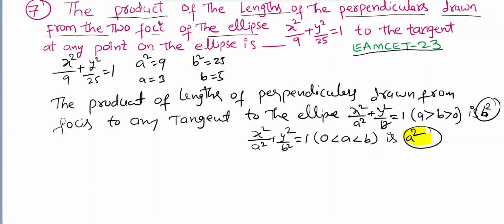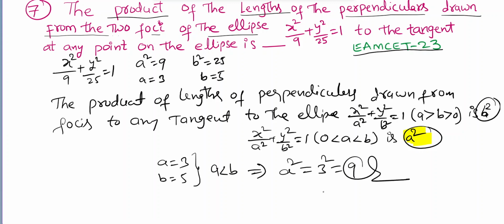For this question, here it is given a is less than b. Here a is equal to 3, b is equal to 5. This is a less than b. The product of the perpendiculars drawn from the foci to any tangent to the ellipse is a square, that is equal to 3 square, is equal to 9.